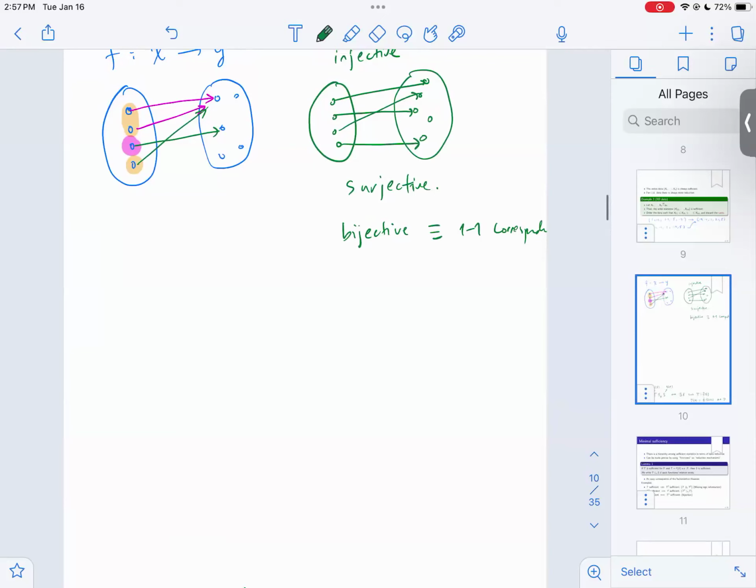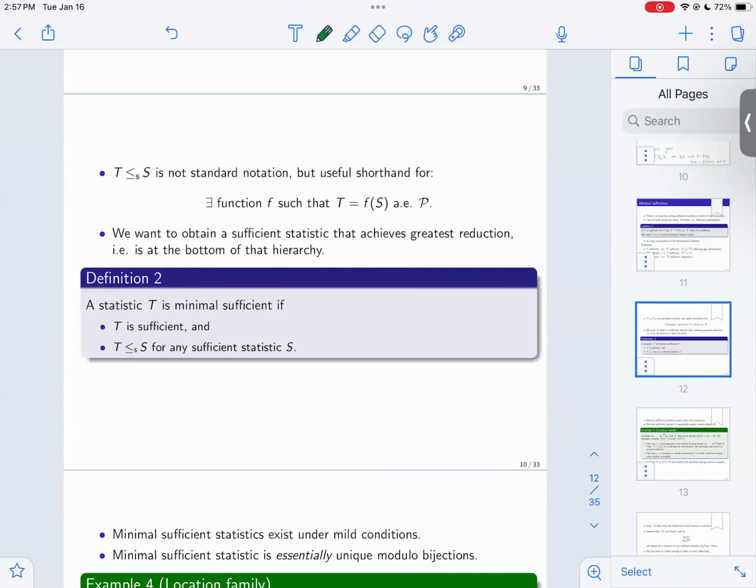It's worth remembering this notion of functions here. So let's see. What I want to do first is define what is a minimal sufficient statistic. Again, it's not standard notation, but good to have. Intuitively, it's the one that achieves the greatest reduction. So T is a minimal sufficient statistic if T is sufficient first. And whenever T is less than or equal to S for any other sufficient statistic S, that is, any other sufficient statistic S that we can find can be reduced to T via a functional transformation. So these two conditions: the first one means T is sufficient, the second one means minimal. Any other sufficient statistic S that we pick, T is less than or equal to S in this reduction order.